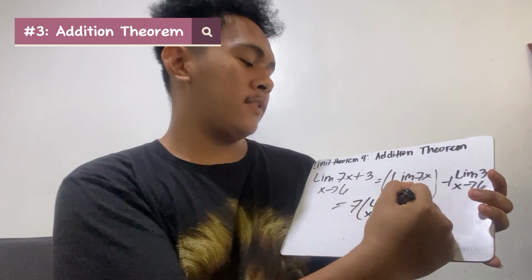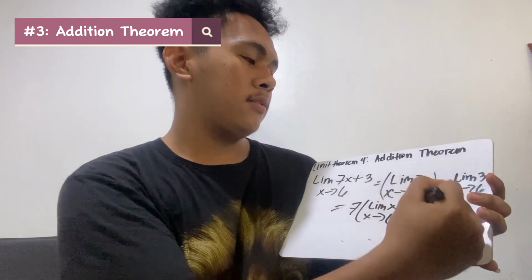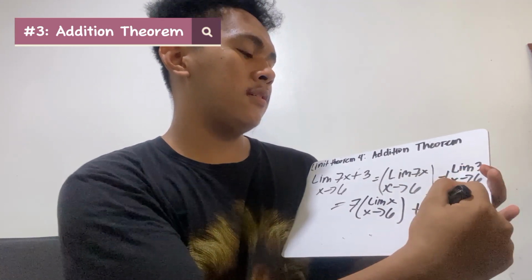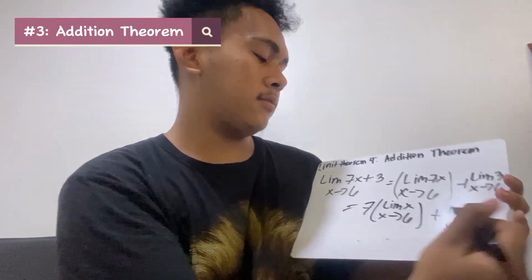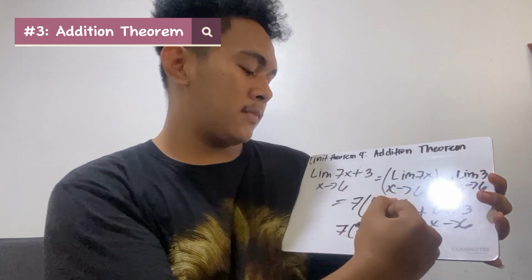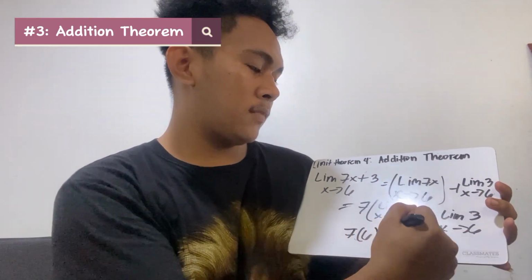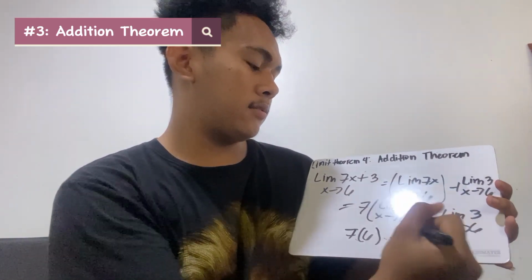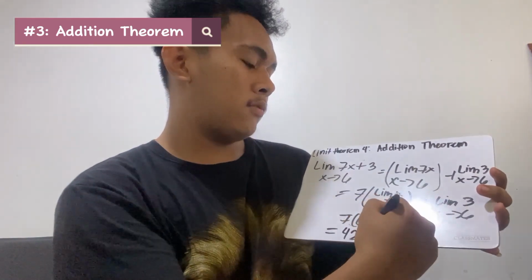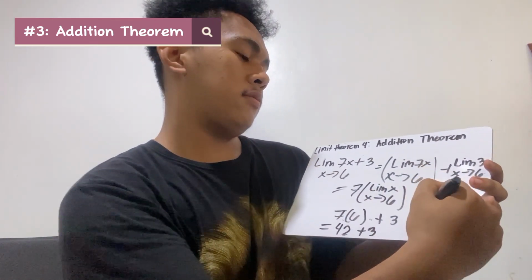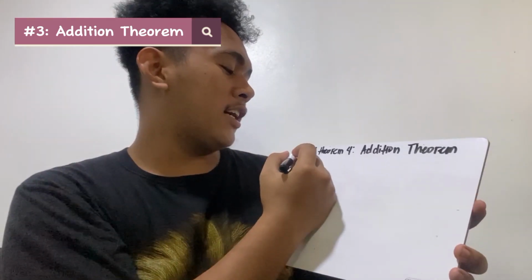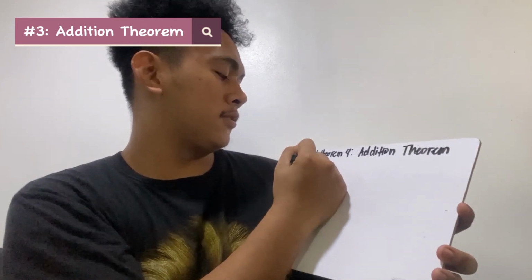Limit of x as x approaches 6 plus limit of 3 as x approaches 6. 7 times 6 plus 3 is equal to 42 plus 3, which is equal to 45. Ngayon naman ay gagawin natin siya as subtraction but same given.